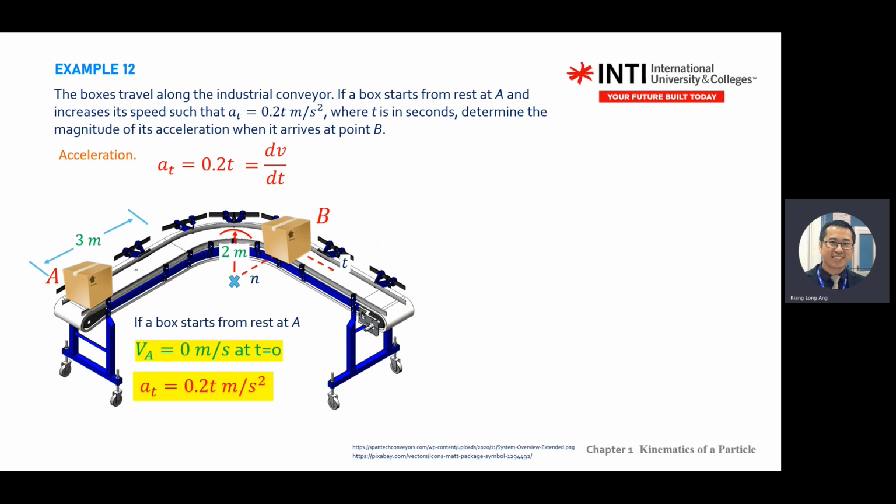Okay, 0.2 t dt equals dv. You have dt and dv. What's the next step? Integrate 0.2 t dt, and integrate dv. For t, the lower limit is what? t equals 0. You start from 0.